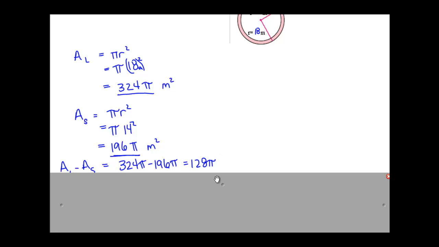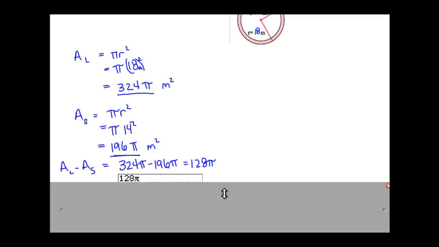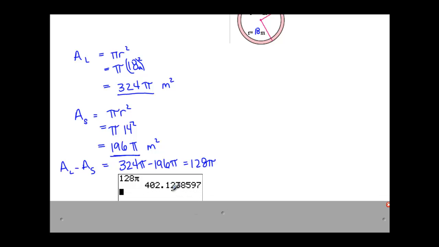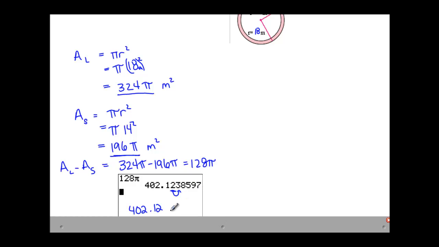And then let's round our answer to the nearest hundredths, which would be, if we type in our calculator 128 pi, I would get 402.123857597. So if I'm rounding to the hundredths place, the 3 would tell us that we don't need to round up. We'll stay right at 2. So my answer for the area of the shaded region would be 402.12 square meters.